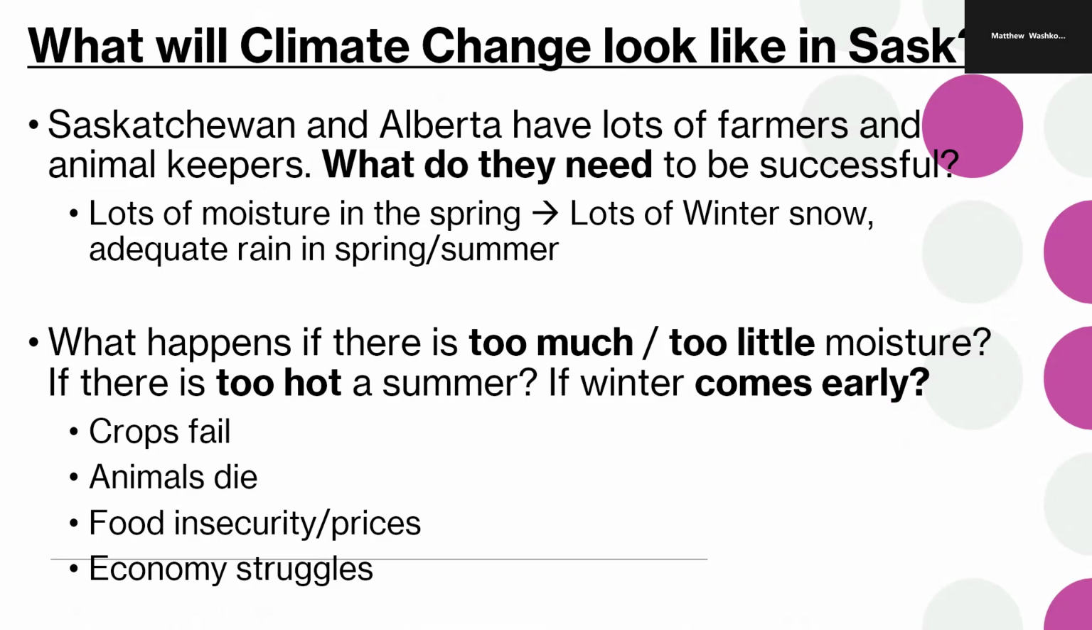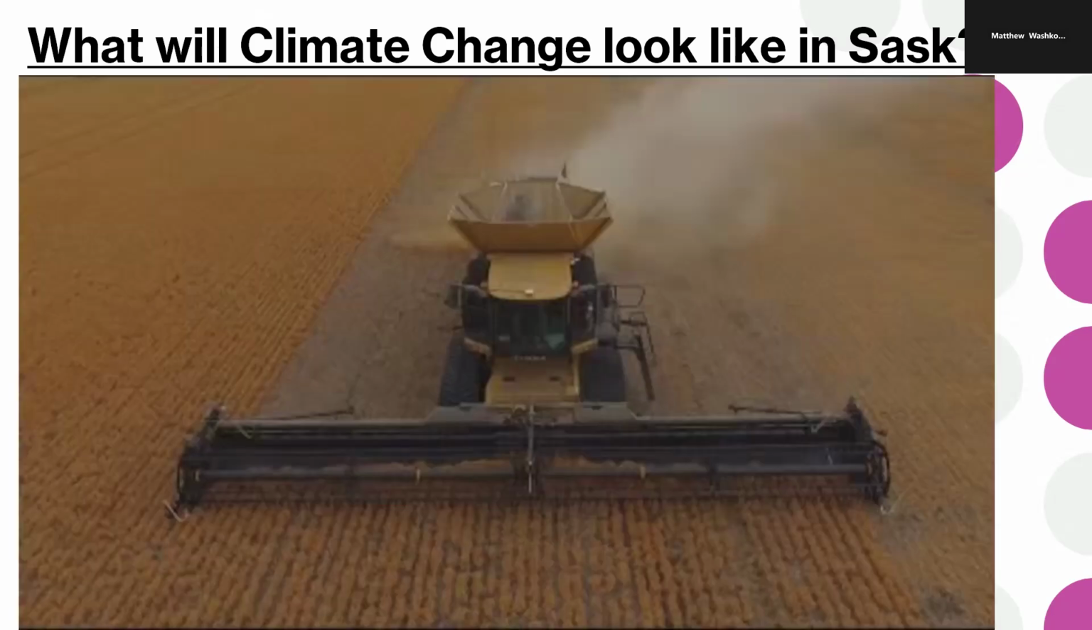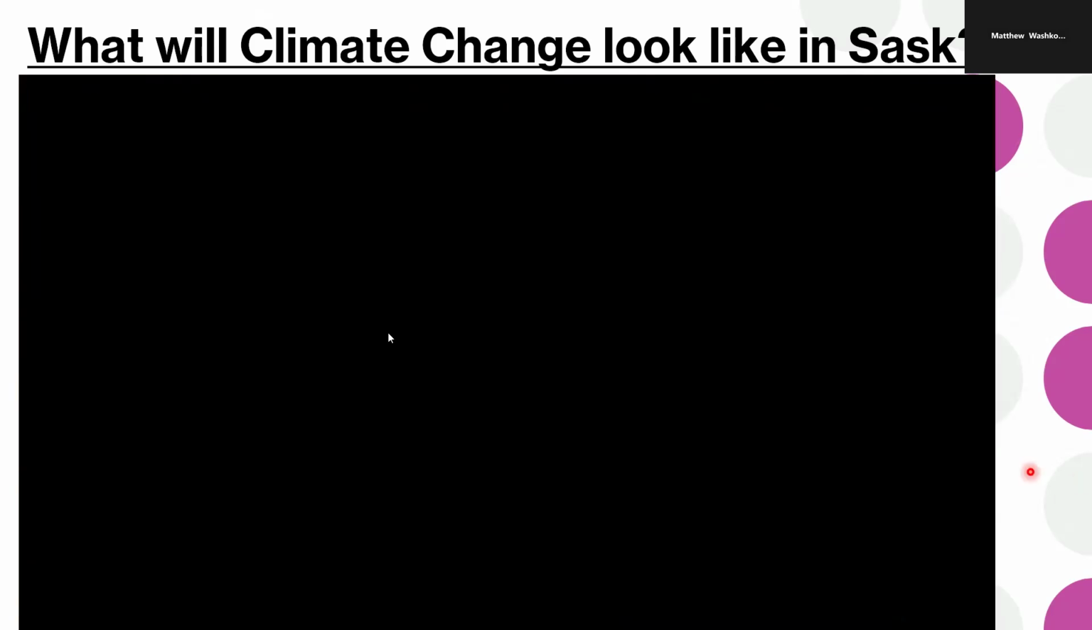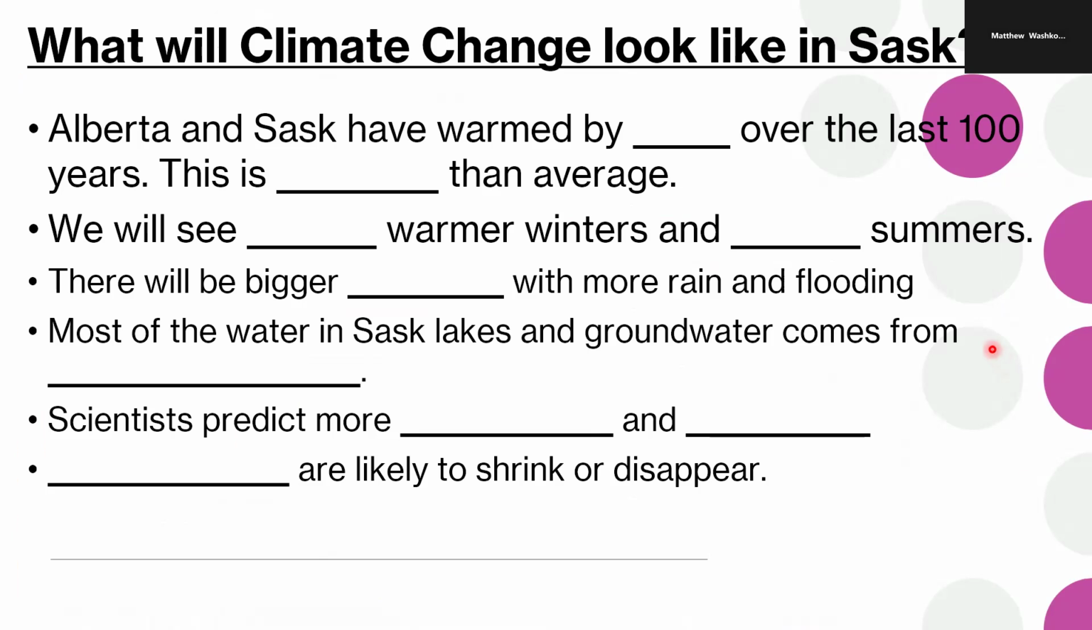What happens if that happens? The crops fail, the animals die. We see food insecurity. We see price insecurities of food. We see the economy struggle. Again, you'll watch this video. You should have at this point.